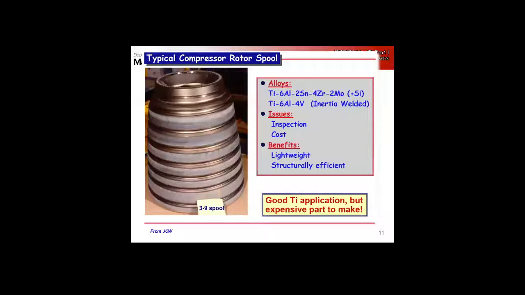So this is, as Jim points out, a fantastic application of titanium, but it's a really expensive part to make, right? You've got precision machining, the welding, all the welding processes, and then further machining steps. But by doing processing routes like this, you drastically are able to reduce that buy to fly ratio, because now I don't have to machine this out of a solid billet.